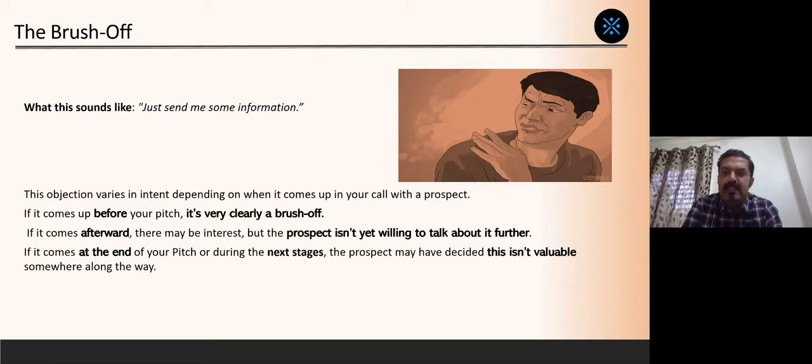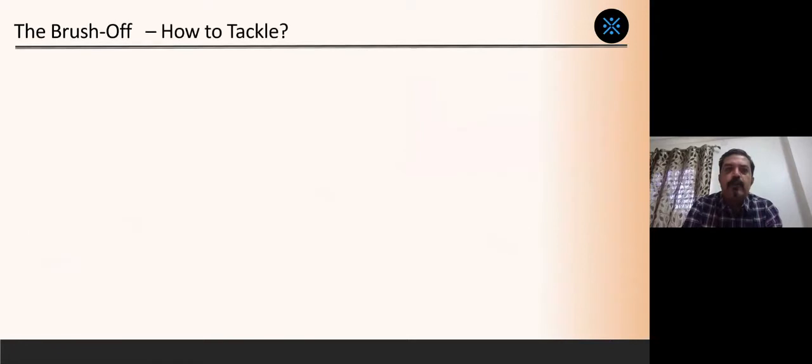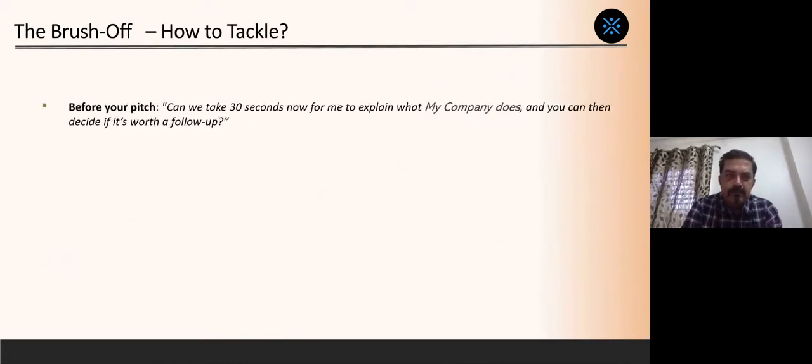So when it happens in these different stages, how do you tackle it? First, when it happens before you even pitch.